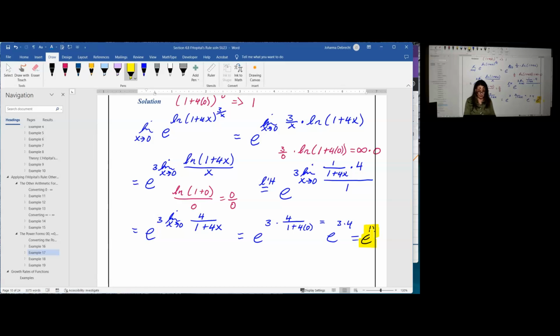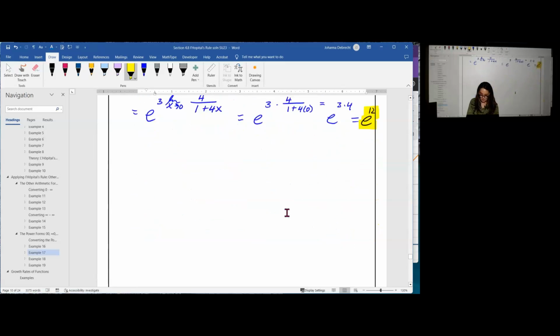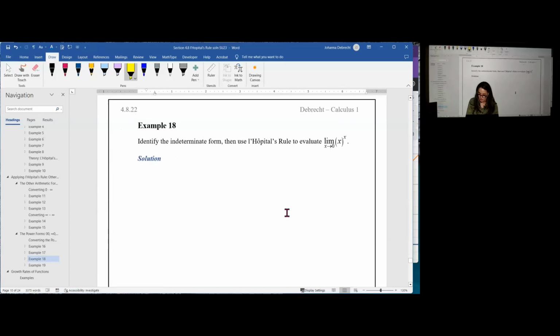Let's now look at example 18. In example 18, we have a tower function, x to the x. In this case, x is approaching 0. When we substitute, we get 0 to the 0, which is a power indeterminate form. We know we have to take the natural log to pull the power x to the front, but to undo it, we have to exponentiate. Go ahead and pause the video, work it out, then turn the video back on so we can discuss.